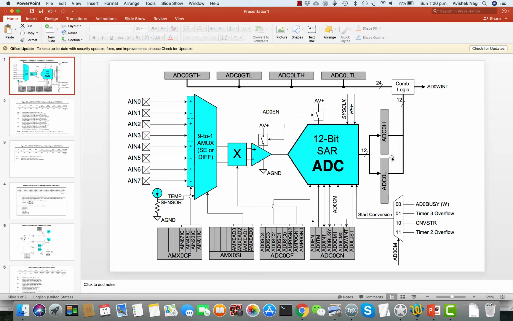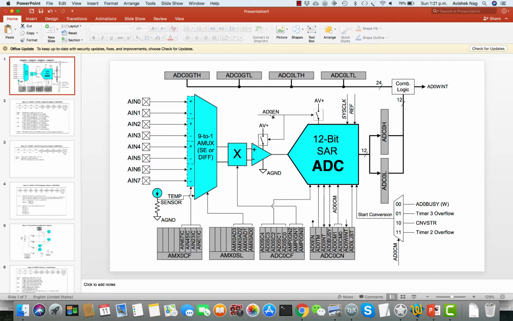Now let's look into the details of the functioning of this ADC chip. First of all, we have these special purpose registers, these 4 registers, which are called AMX0CF, AMX0SL, ADC0CF and ADC0CN. Depending on what combination of bits you put here, the function of this ADC will change, or how you try to make it work.